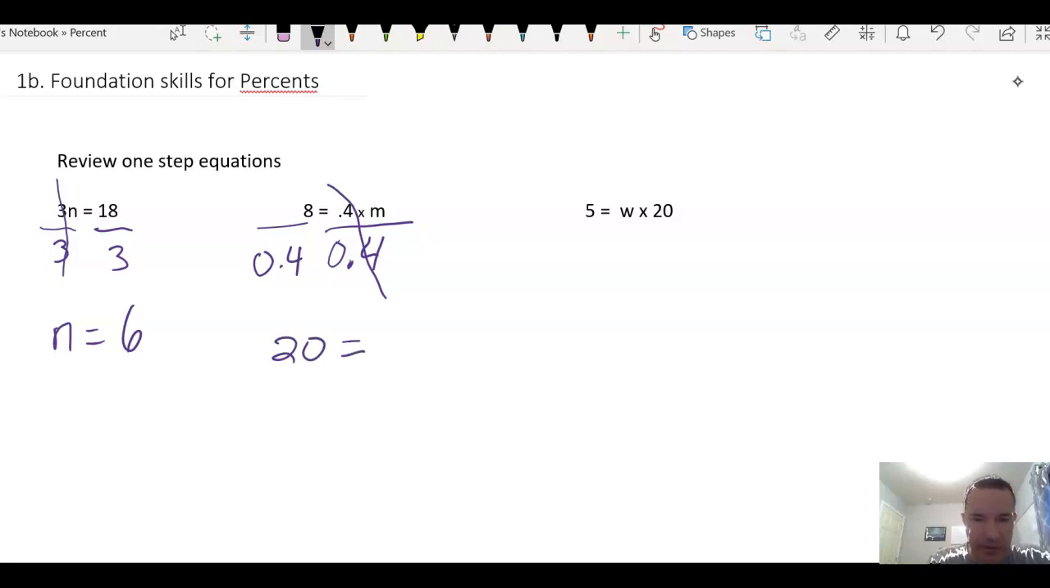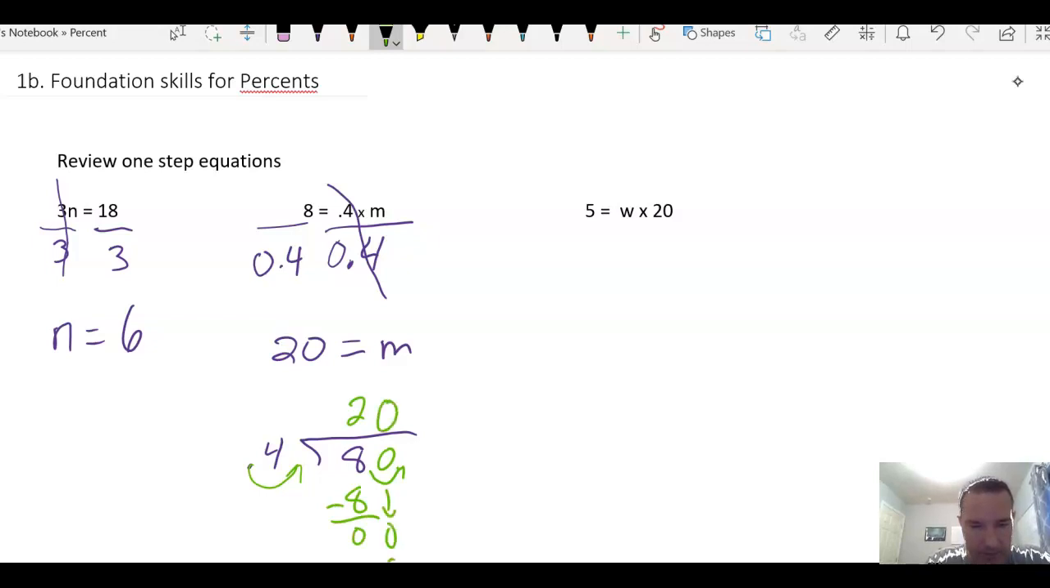it's going to be 20 equals m. And if you didn't have a calculator, top number goes on the inside, bottom number on the outside. And if you were doing this, you'd have to get rid of that decimal in the divisor. So whatever we do to one part, we've got to do the other, move it over to the right. Now you get 80 divided by 4, which again would be 20. But you have a calculator, so feel comfortable to use your calculator. And if you can't, you can always go online to get one.